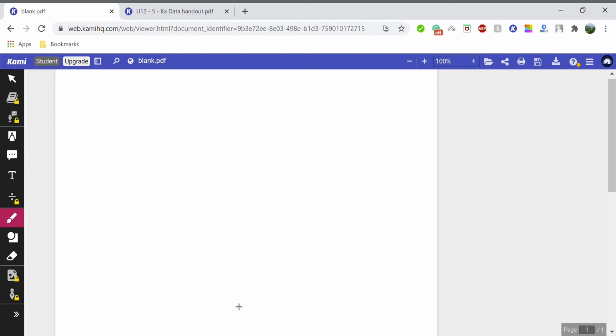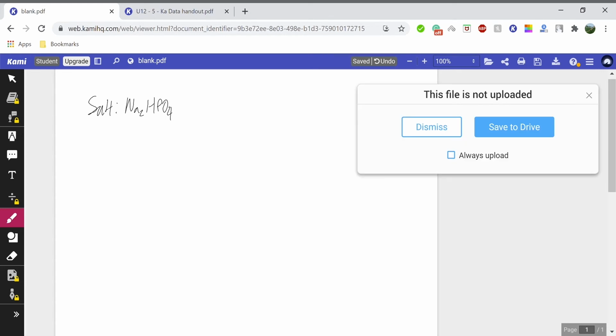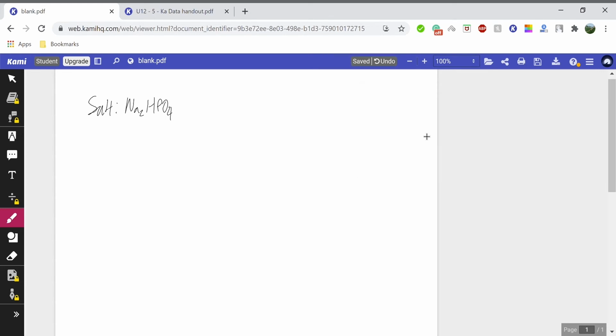Let's say we need to predict whether a solution will be acidic or basic when you put a salt of Na2HPO4 into water. Let's set up the reaction. This is going to break down into 2Na+ and HPO4 2-.